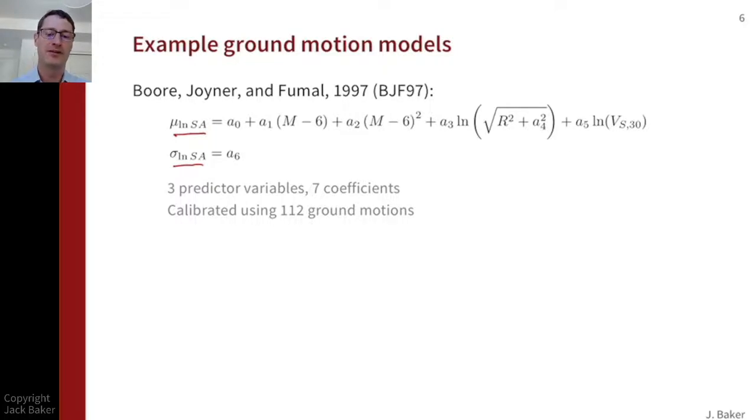And then depending on the period of the spectral acceleration, we're going to have a bunch of coefficients. And those are going to vary depending on the period that we're looking at. So in this case, there are coefficients A0 to A6, so we have 7 total coefficients. There are 3 predictor variables in this model: magnitude, a distance, and then a VS30, which is a site condition term. And so this is a typical way in which these models are set up. This one is relatively simple because it's an older, very early generation one. Let's make a note that in these ground motion models generally, the functional forms are motivated by seismological theory.